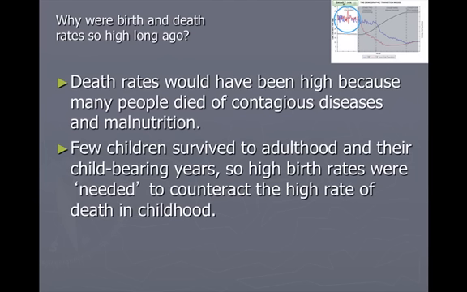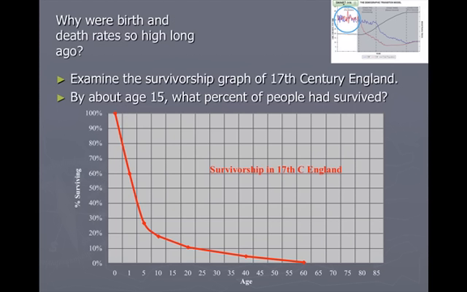As I mentioned, disease and nutrition meant a large part of the population may never reach the point of being able to have children. So you had to have high birth rates in order to counteract the natural deaths that would occur. So what was going on?